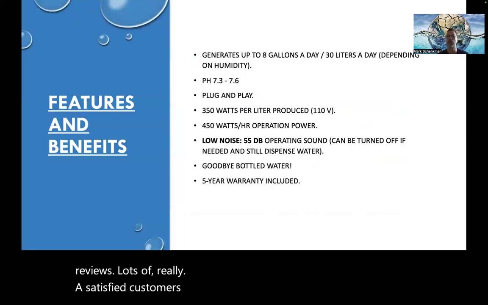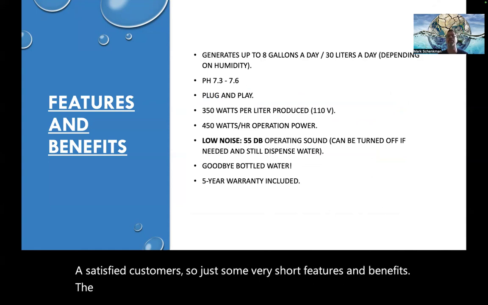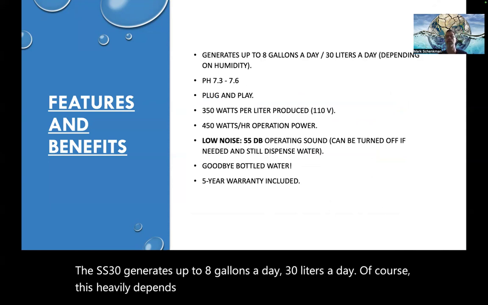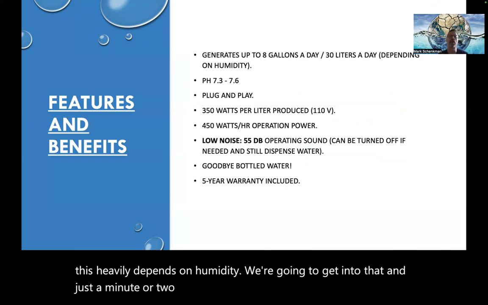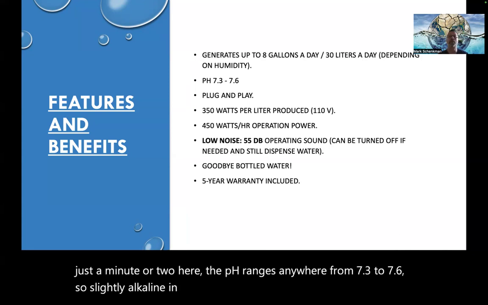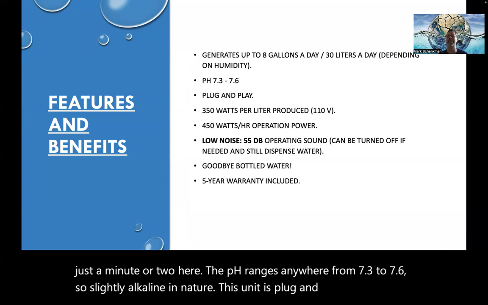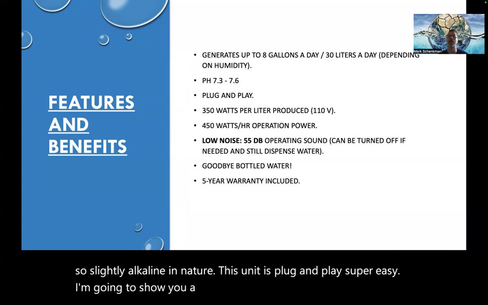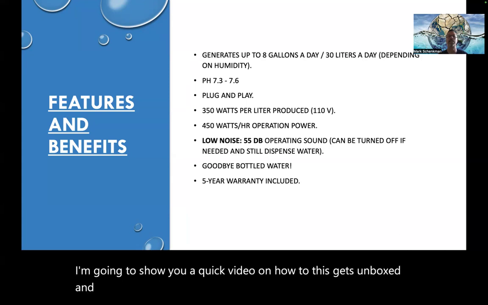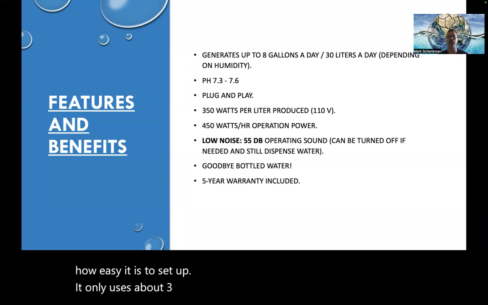So just some very short features and benefits. The SS30 generates up to 8 gallons a day, 30 liters a day. Of course, this heavily depends on humidity. We're going to get into that in just a minute or two here. The pH ranges anywhere from 7.3 to 7.6, so slightly alkaline in nature. This unit is plug and play, super easy. I'm going to show you a quick video on how this gets unboxed and how easy it is to set up. It only uses about 350 watts per liter produced, and it is a 110 volt unit.